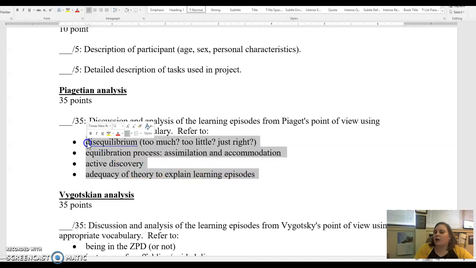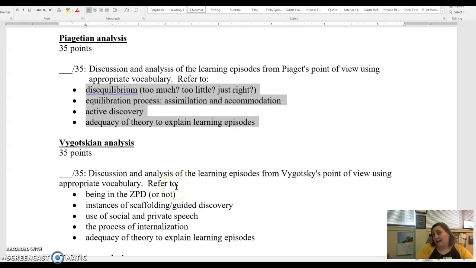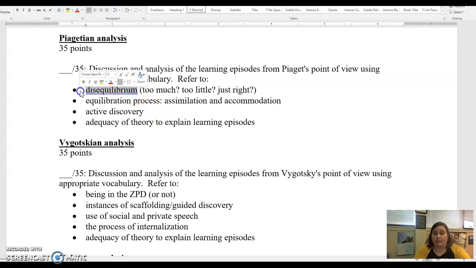It also gives you bullet points about what might be appropriate to talk about in those paragraphs. So if you're talking about Piaget, then you might want to talk about disequilibrium, which is that feeling you get when you're trying to assimilate new information. Are you assimilating or accommodating? Did you lead them in active discovery? And then does the theory adequately explain the learning episode that occurred? So is the stage theory appropriate for that specific kiddo?